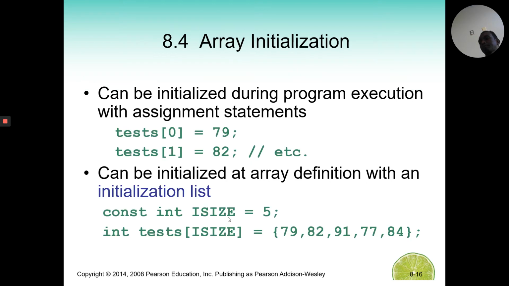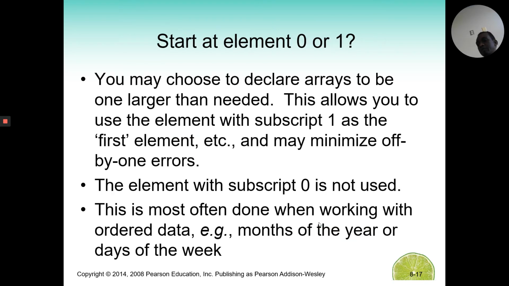Array initialization: an array can be initialized during program execution with assignment statements. So you can say test[0] equals 79, test[1] equals 82, but this can be time consuming. You can initialize an array in its definition with an initialization list. So here, if you say 5, again, you can just say 5 here, and instead of populating one by one like that, you can just use the braces: 79, 82, 91, and so forth.